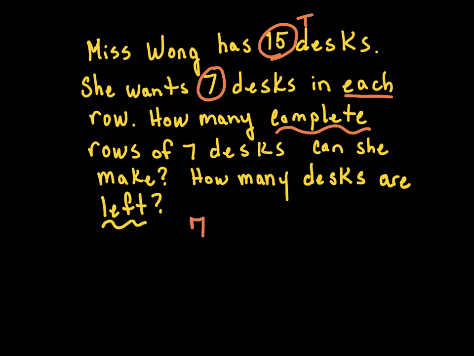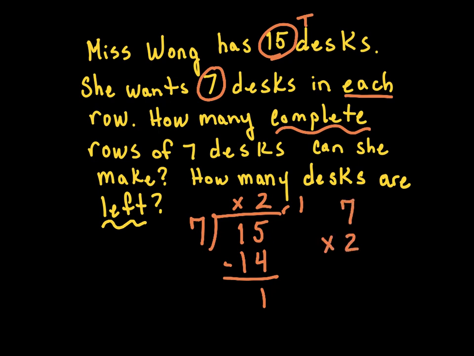So let's try it. 7 into 15. 7 times what gives us close to 15? The closest we can go would be 2. 2 times 7 is 14, we subtract, and we have 1 left over. 2, remainder 1. And how we check a division problem is that we multiply. We do the inverse operation. 7 times 2 is 14, and you always add on your remainder to get 15. And that was our total.